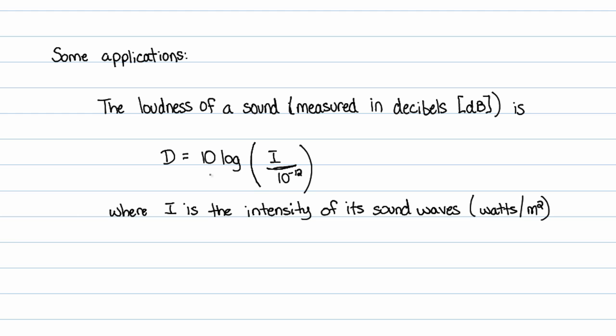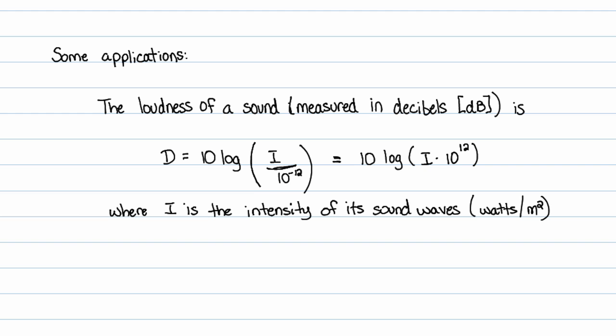But here's a certain application for decibel levels. The loudness of a sound measured in decibels, abbreviated dB with a capital B, is D equals 10 log of I over 10 to the negative 12th power. Now that's from a textbook that I currently use, and I don't like the form of it. I would rather write this as 10 times log of I times 10 to the 12th power. Honestly, I'd like it that way, just because it makes sense, right?